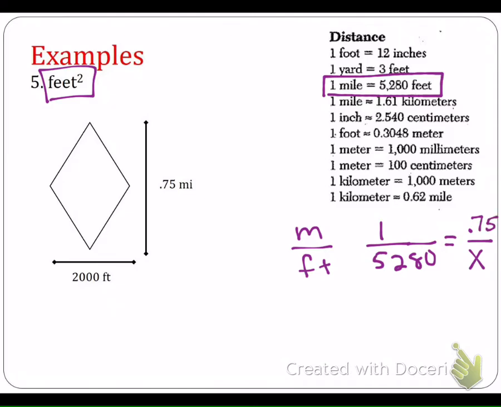So when I cross multiply here, I have 3,960. So you can get rid of the 0.75, 3,960 feet. All right, this brings us to the second portion of the problem. How do I find the area of a rhombus?